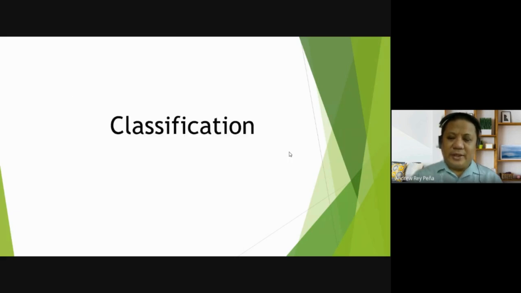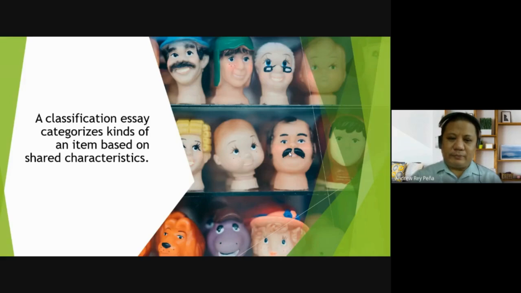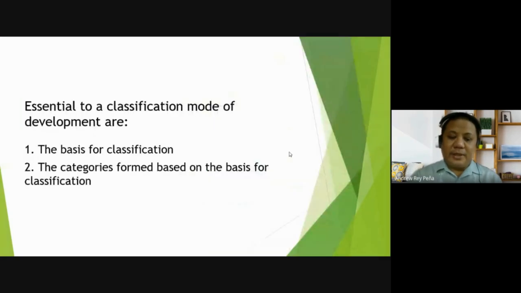Let's now deal with classification. The classification essay categorizes kinds of an item based on shared characteristics. So, kinds of houses, kinds of dolls, kinds of toys. If you discuss them, you are to use a classification essay. Now, essential to a classification mode of development are, number one, the basis for classification, and the categories formed based on the basis for classification.